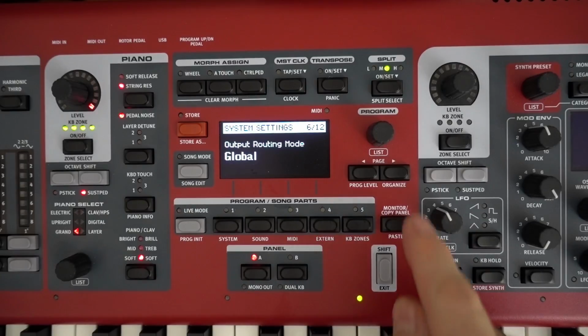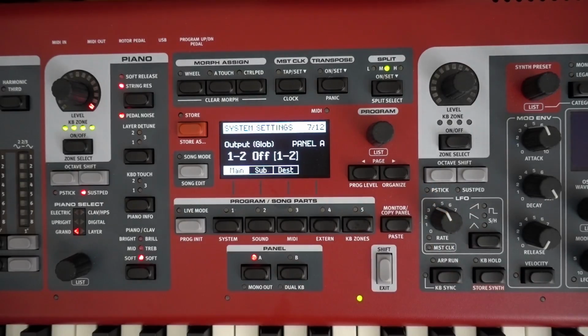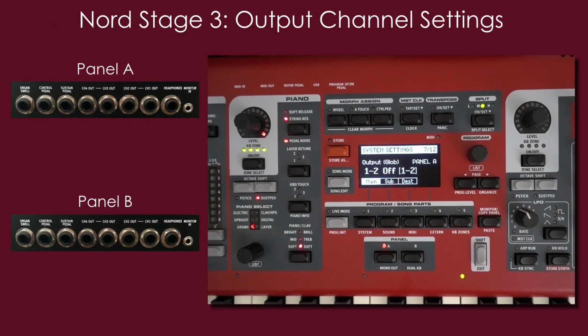All right, now that we've got that set, let's go to the next page here and you'll see some interesting options. These are system settings for the output channels 1 through 4, and right now let's just focus on this first column, main 1 through 2. What that means is all the sounds that you hear are going through channel 1 and 2, or going out of channel 1 and 2.